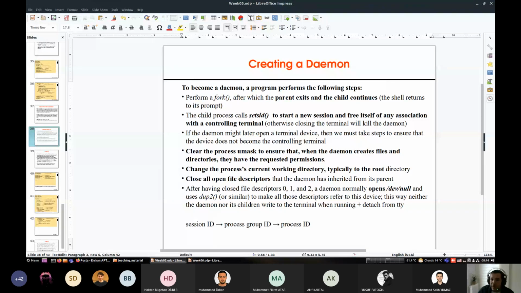And not only that, but after having closed the file descriptors 0, 1, and 2, so input, output, and so on, the daemon will usually open the dev null device to make sure that all of these descriptors refer to it. Now, what was the dev null device? I'm sure that you have encountered this in the past years. Do you remember the dev null device?